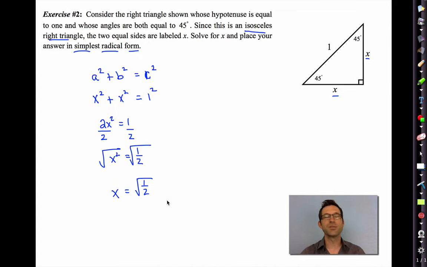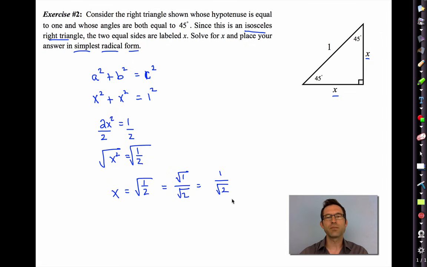Now, x really is the square root of 1/2, but that's not considered simplest radical form for a bunch of different reasons. Reason number 1 is that we can apply the square root to both the numerator and the denominator. The numerator is nice. The square root of 1 is 1, but the square root of 2 I have to leave alone. Now, I'm really happy with 1 divided by the square root of 2 right now.